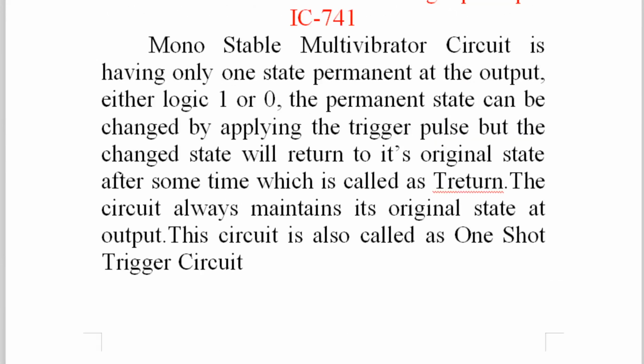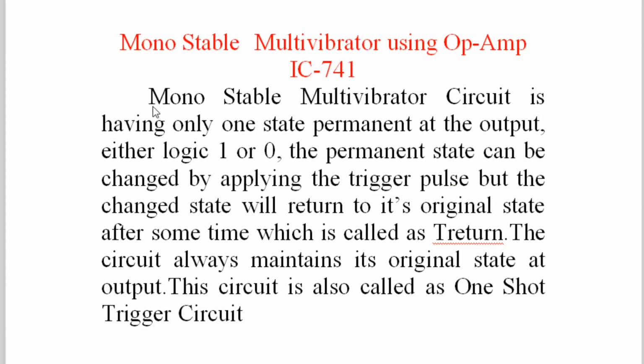Let us go for theory. What is the definition of this? A monostable multivibrator circuit has only one permanent state at the output, either logic 1 or 0. That's why it is called monostable. Mono means only one state. The permanent state can be changed by applying the trigger pulse.